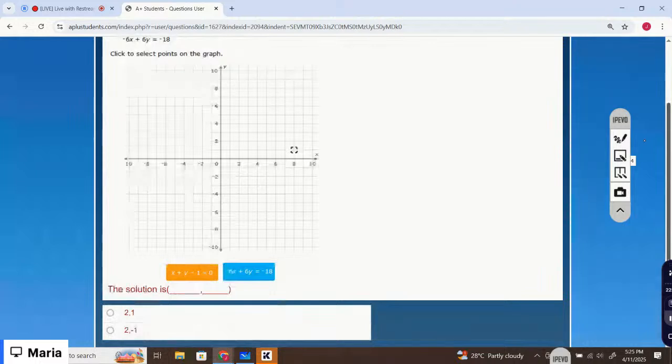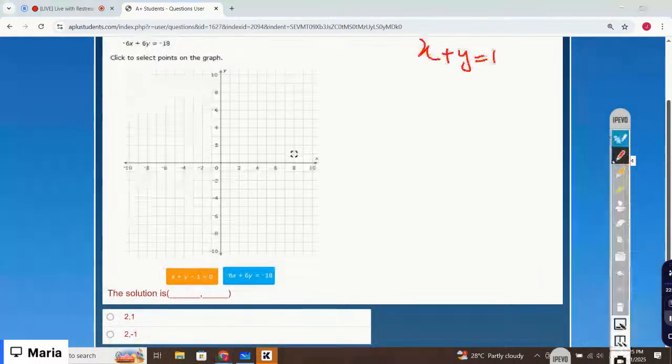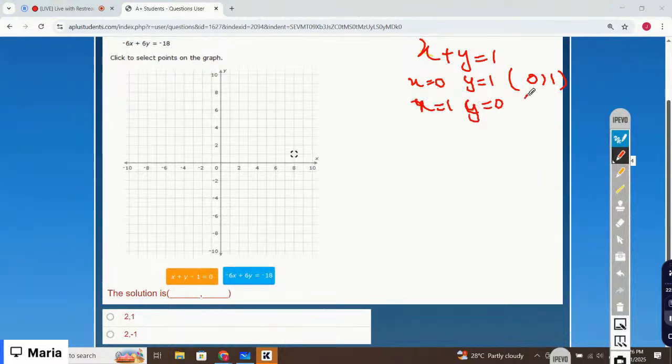Yes, the equation is x plus y equals 1. Now let's find the x and y intercepts. When x equals 0, y equals 1, so that is the point 0, 1. When y equals 0, x equals 1. So that is 1, 0. That is for equation number 1.